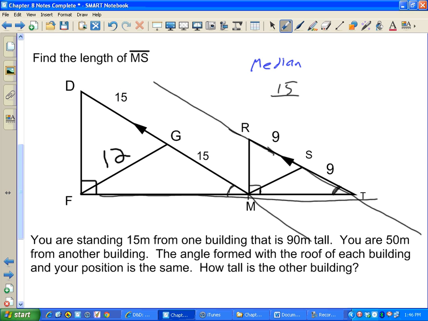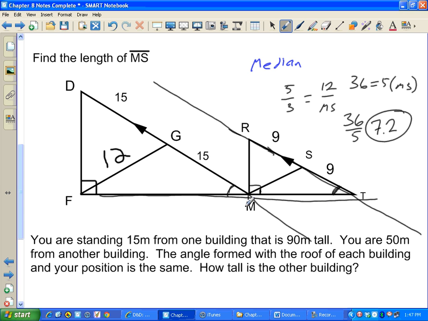The big triangle is 15 over 9. That's going to have to correspond to 12 over whatever MS is. I could reduce this to 5/3 just to make my math a little easier. So cross multiply, I get 36 equals 5 times whatever MS is. Divide by 5, I get 36/5, which is 7.2. Okay, so that's how long MS would be.